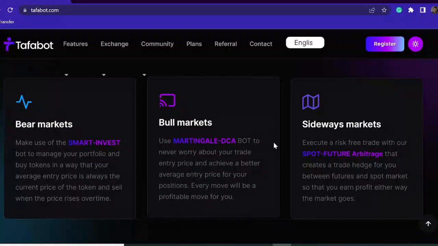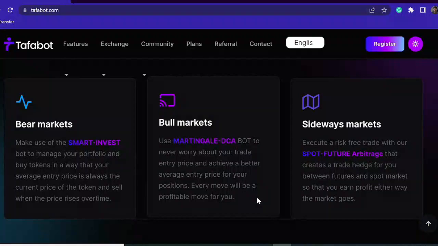Then we have the bull market. So what do they have to say to us for the bull market? Now for bull market, use Martingale DCA bot to never worry about your trade entry price and achieve a better average entry price for your positions. Every move will be a profitable move for you. So this is what they have to say for the bull market.